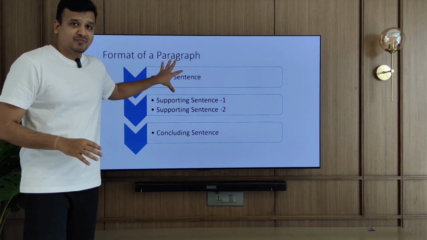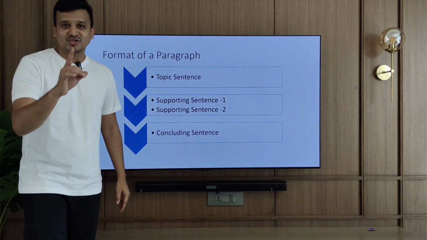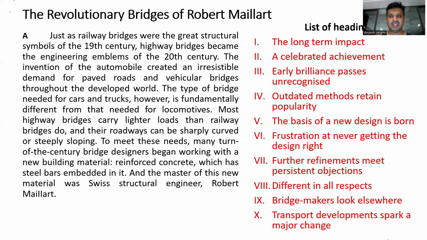Alright, now from this particular format, we are going to solve headings. Now, whatever we have learned, we are going to try and implement on this particular passage. This passage comprises 7 different paragraphs and we have 10 list of headings over here. We need to select the appropriate title for each paragraph.